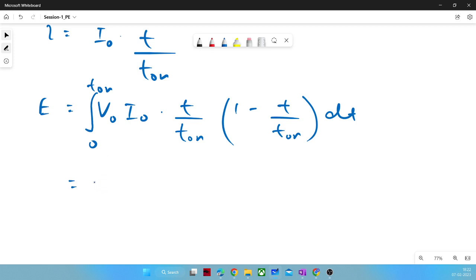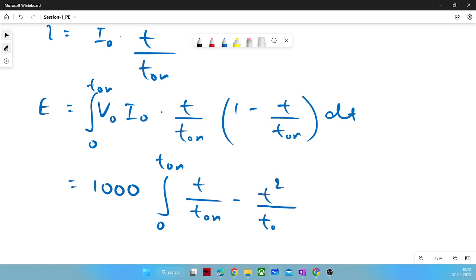V naught and I naught are constant anyway. V naught is 100 and I naught is 10, so 1000. We will take it outside, and we will multiply it by T minus T square by T on, dt, which gives the integral of T minus T square by T on.